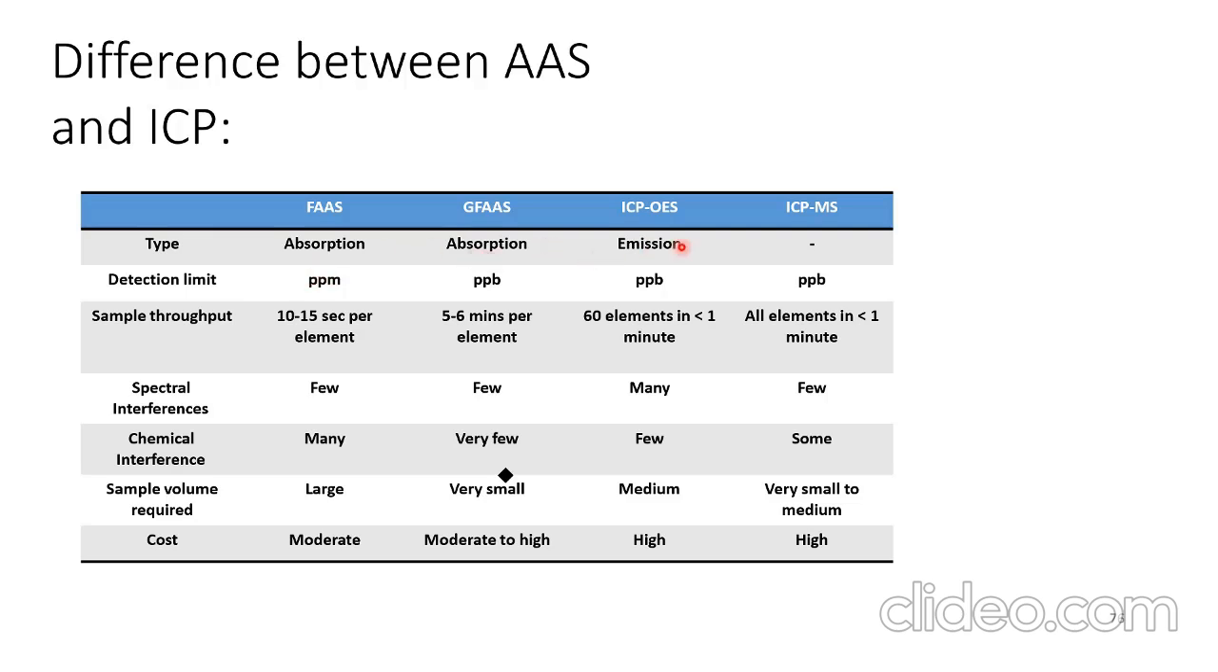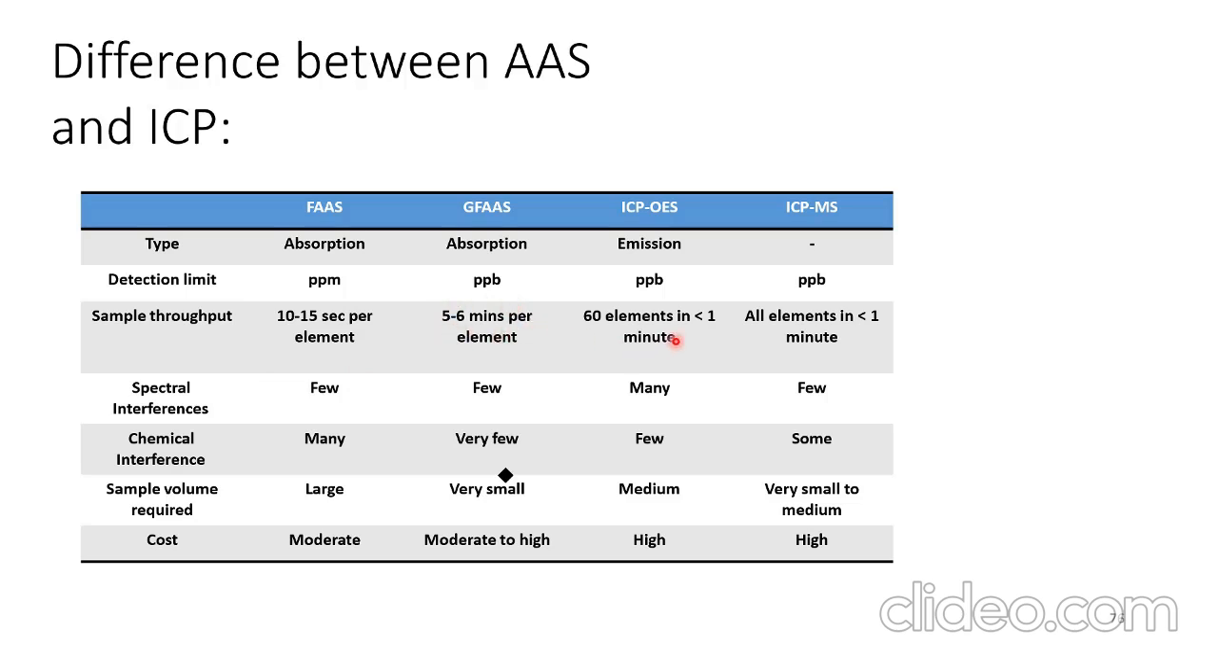However, in the case of ICP, emission is happening. The detection limit for the flame AAS is around ppm levels, but for the graphite furnace it is in ppb, and for ICP-OES and MS both are in ppb. Then the sample throughput: it takes 15 seconds per element, and the graphite furnace takes 5 to 6 minutes per element.